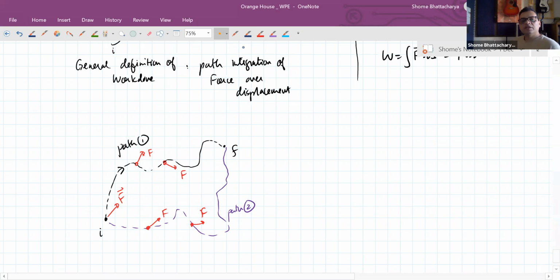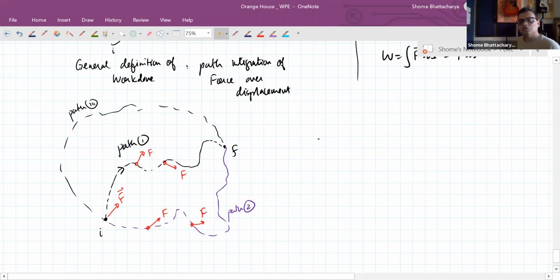Okay. But if the work done in both these paths comes out to be the same, because I'm going from the same position I to the same position F, and like that the work done in any other arbitrary path will also be the same. So whether I take this path or this path or this path or any other path, if the work done is every time going to be the same, because it does not depend on path, it only depends on where the initial position is and where the final position is, then the force is called conservative.